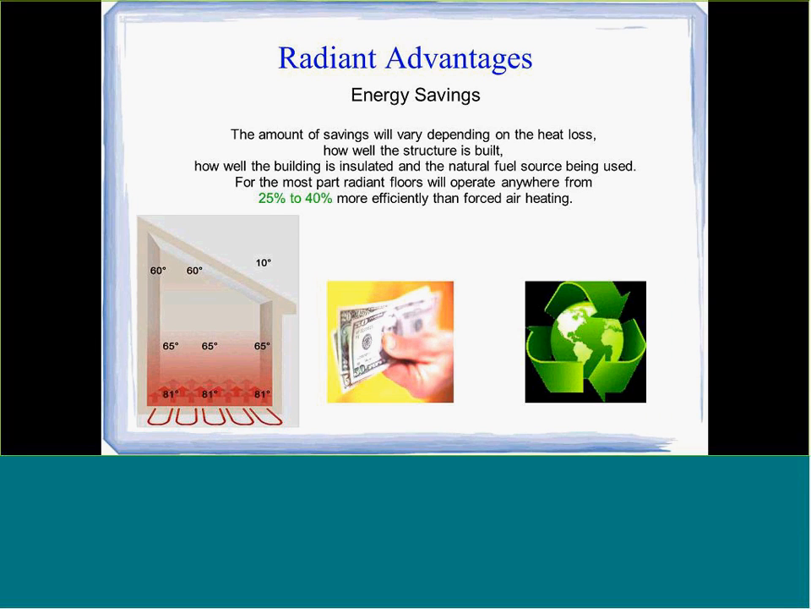Energy savings. Because we can direct the heat to where we need it, and radiant heat has such a large thermal mass, we're using the whole floor as a radiator, it helps us cut down on the energy cost. And of course, the better built the structure, the better energy efficiency we'll get from that. So radiant heat is typically around 25% more efficient just by installing radiant heat over forced air.